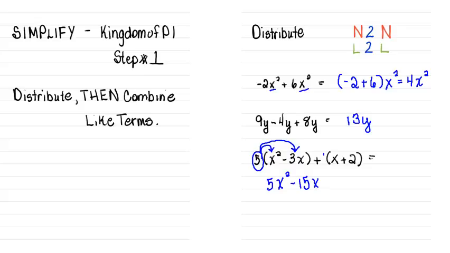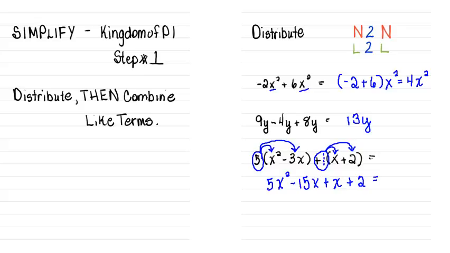And although there's this little rather invisible 1 here that is actually being distributed to everybody inside, because it's a plus sign, nothing's going to change here. So we just end up with a positive x and a positive 2. Then combine any like terms.